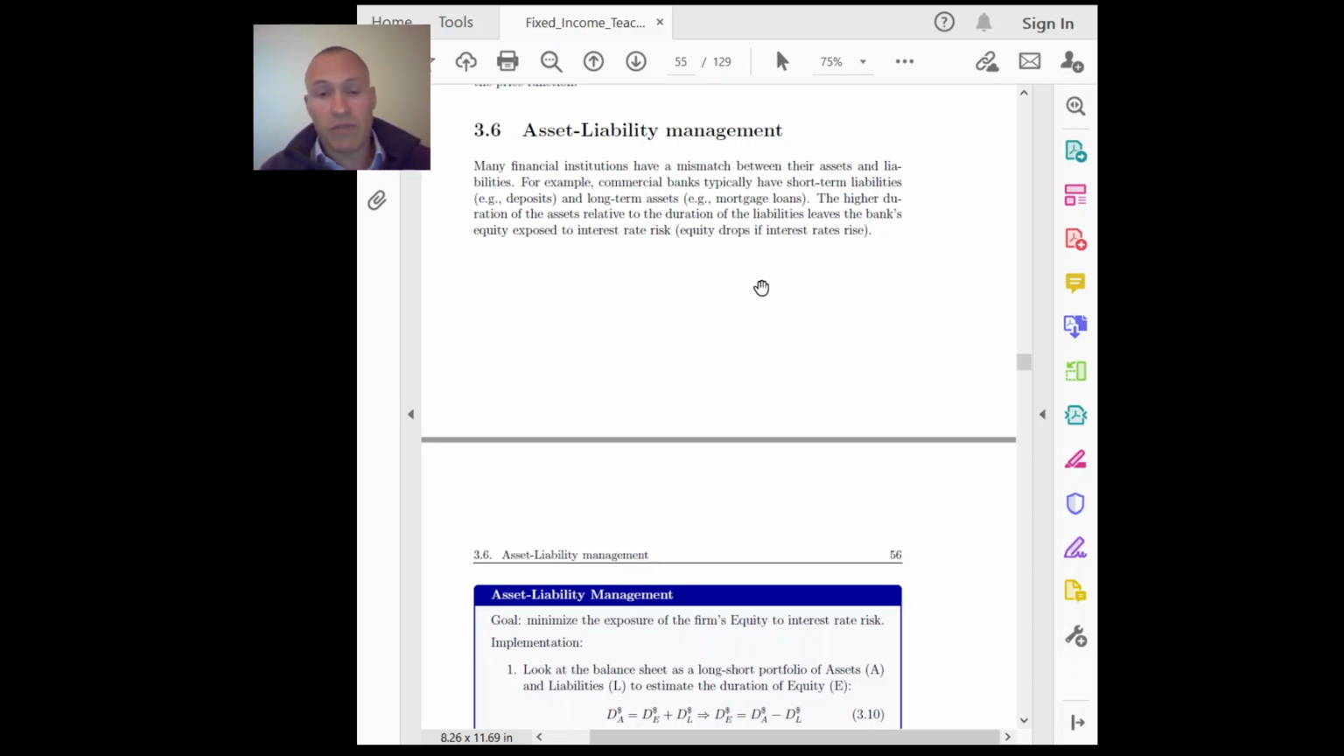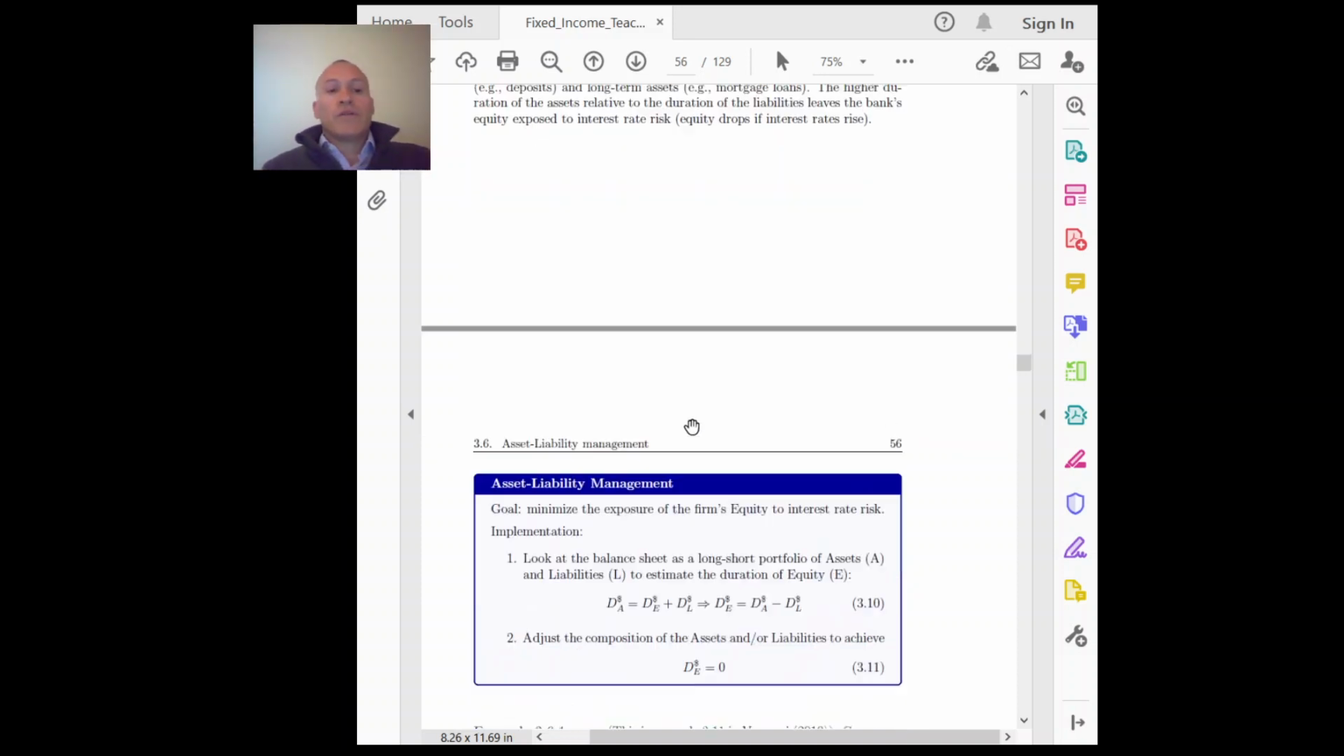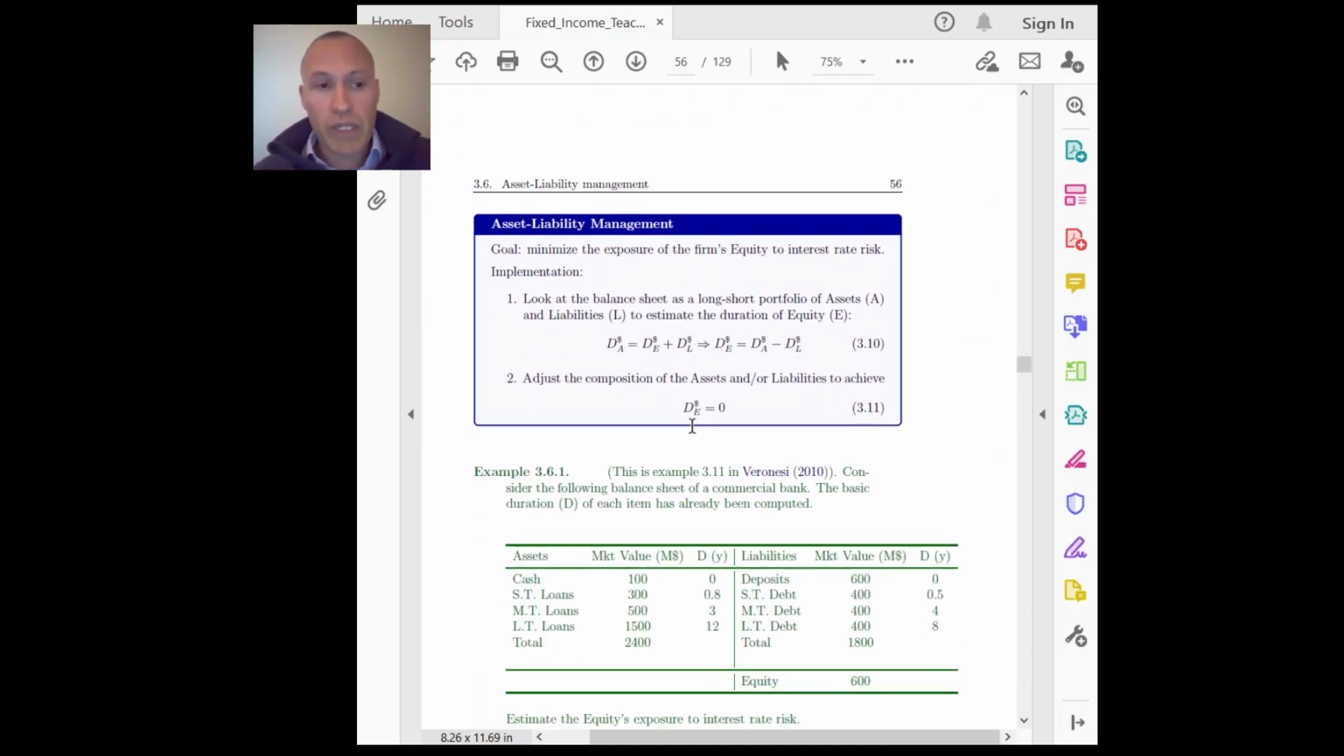In this example, if interest rates go up by a percentage point, you will see a very sharp drop in the equity value due to this mismatch between assets and liabilities. So how do we manage this? The idea is the following. We want to minimize the exposure of the bank's equity to this interest rate risk.